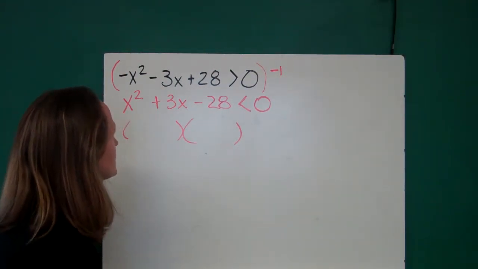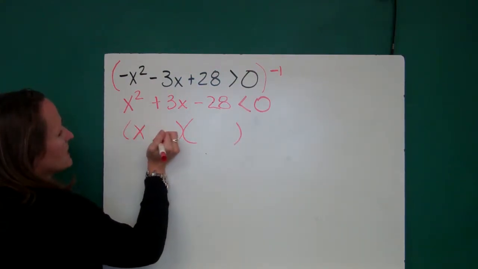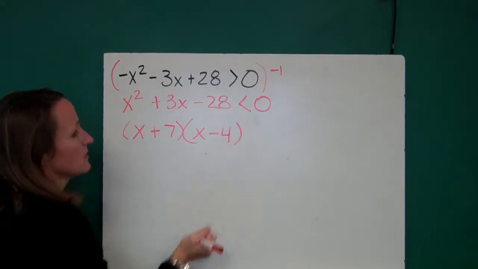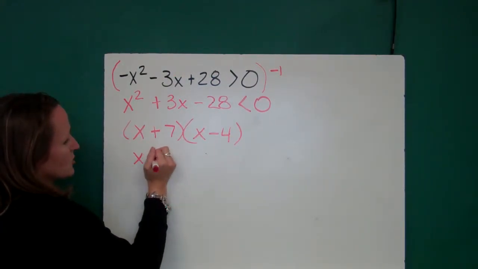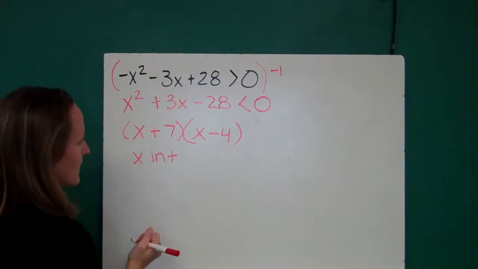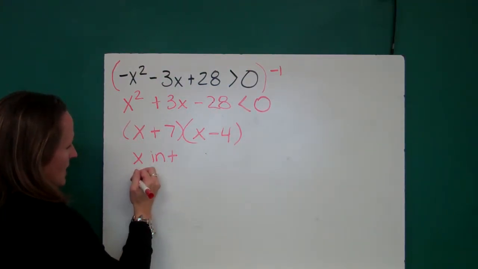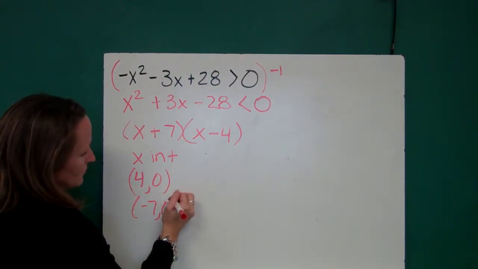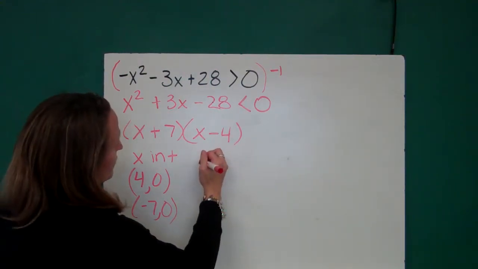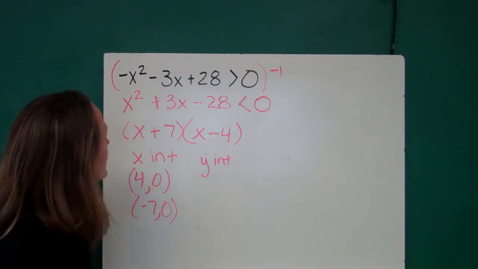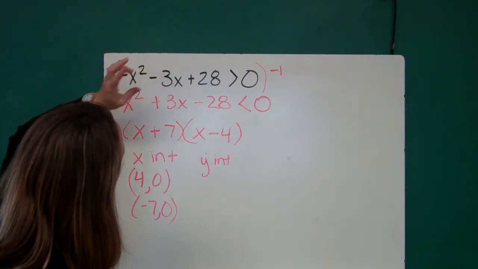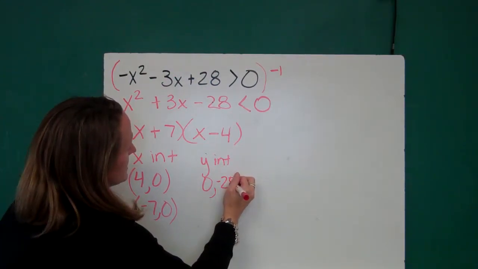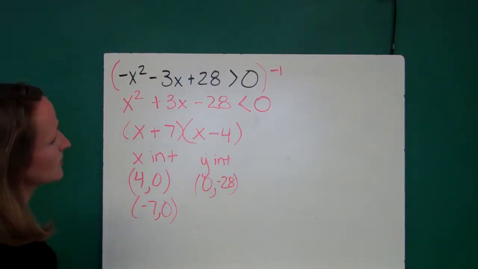Now, I'm going to factor this. Multiplies to give me 28, adds to give me 3. How about x plus 7 and x minus 4? So I know my x-intercepts are going to be at (4, 0) and (-7, 0). My y-intercept, if I plug 0 in here, I get 0 at 0 on the x and negative 28. Maybe we'll cheat that a little when we go to graph.